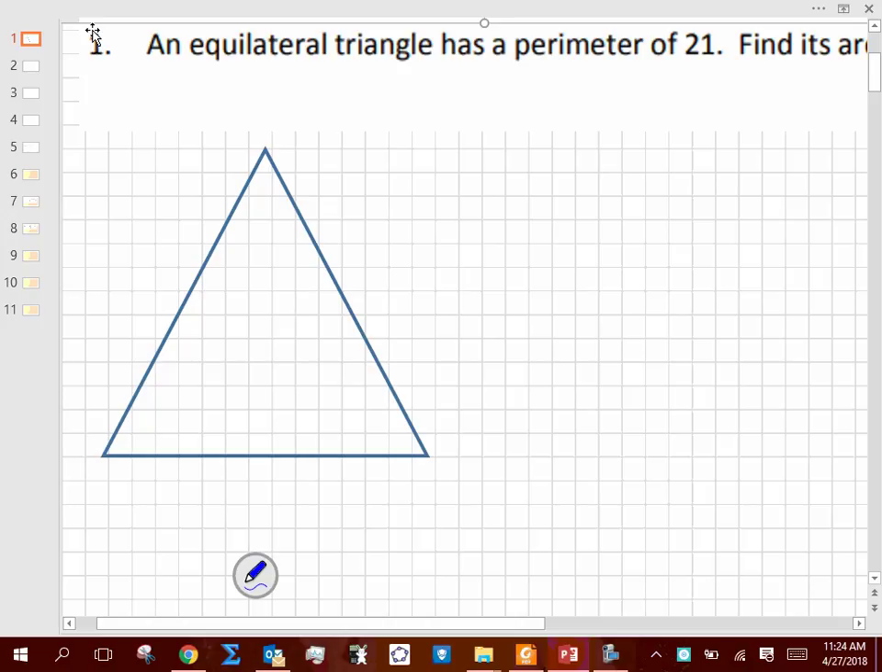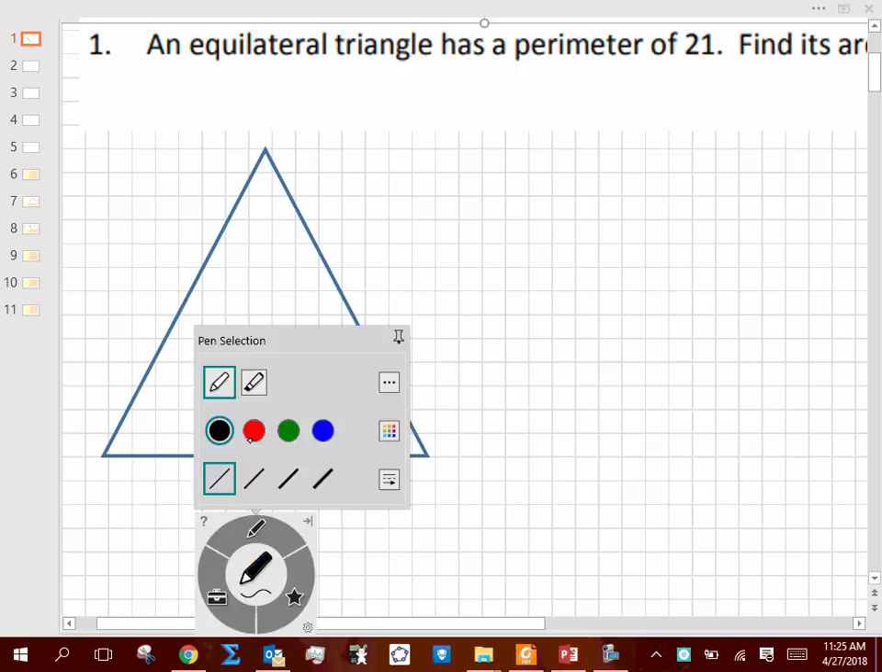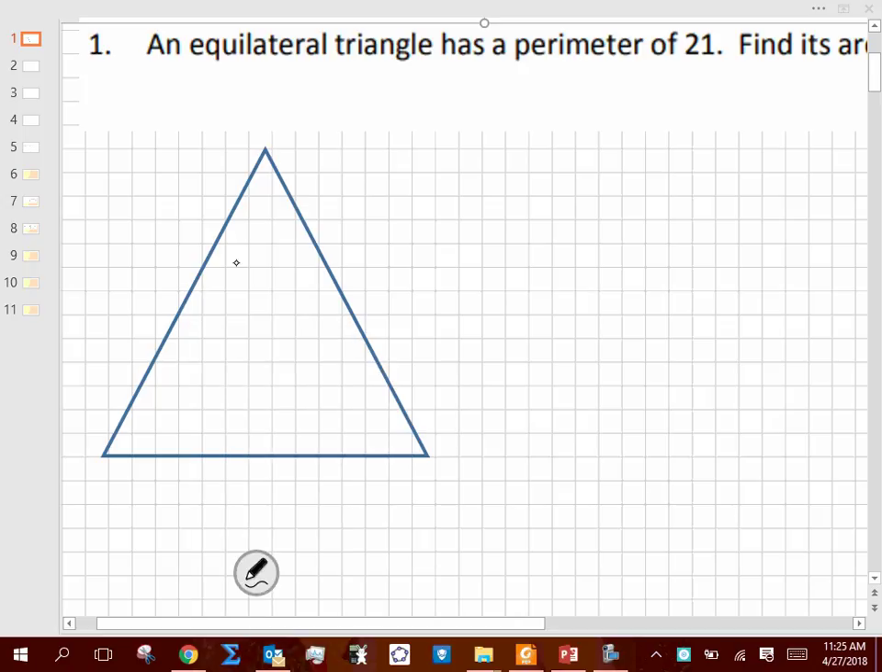So it's equilateral. Therefore, it's also isosceles. Therefore, when I want to find the altitude of this thing, h, I'm going to have to draw in that segment, right? Okay. Now, if the perimeter is 21, and this is an equilateral triangle, we realize that all these sides are 7, right? What is going to be that distance right there, then?